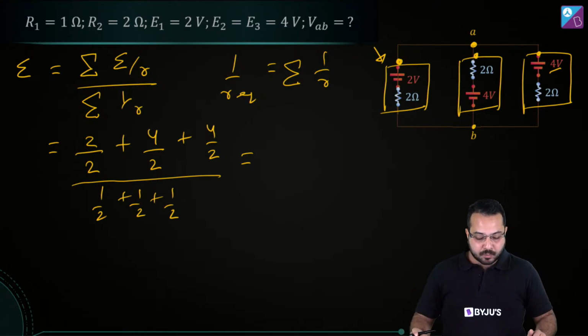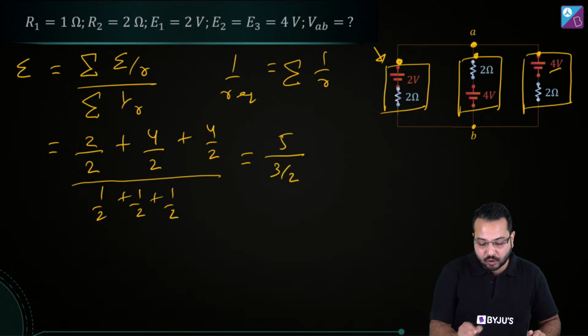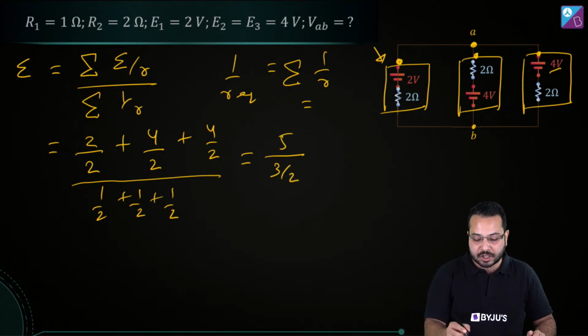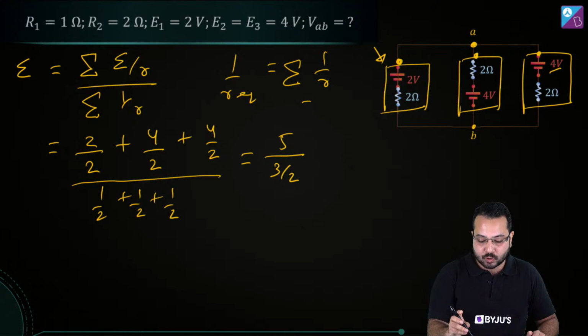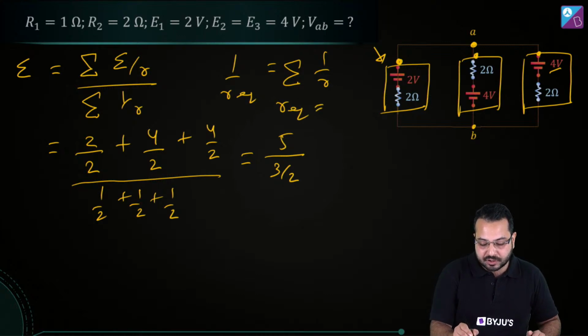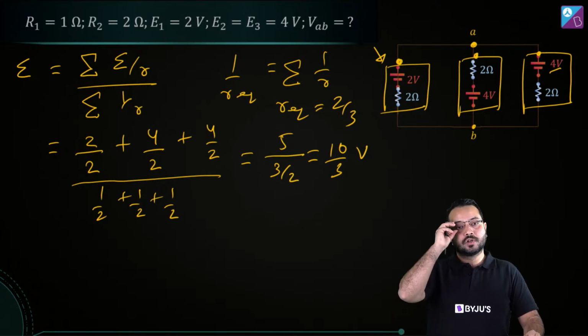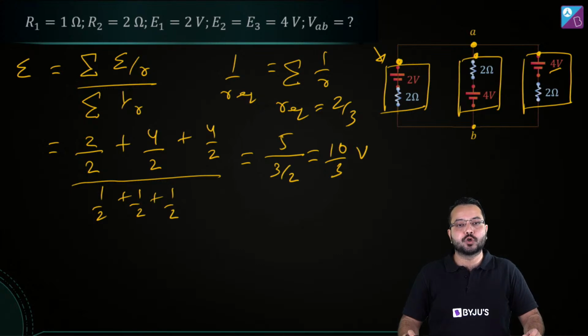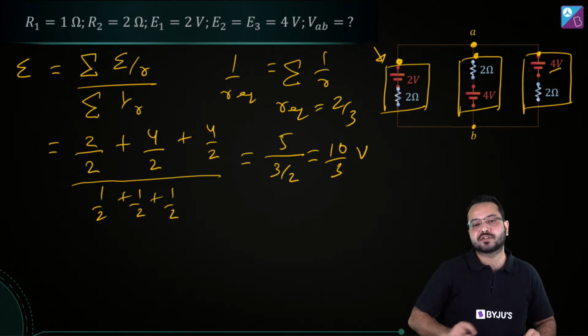Okay, so if we add this up, what do we have? We have 5 in the numerator and we have 3 by 2 in the denominator. So what is r equivalent? 1 upon r equivalent is 3 by 2, so r equivalent is going to be 2 by 3. And what is the equivalent EMF? The equivalent EMF is going to be 10 upon 3 volt. Is that clear? So according to my solution, the answer is 3.33. You are absolutely right. The answer is absolutely correct. So we are almost there to find the solution here as well.